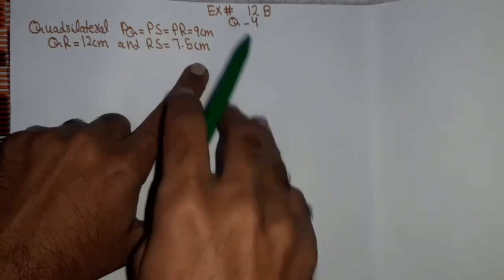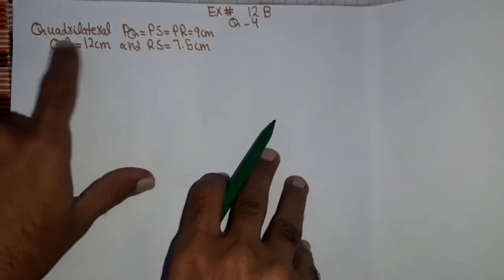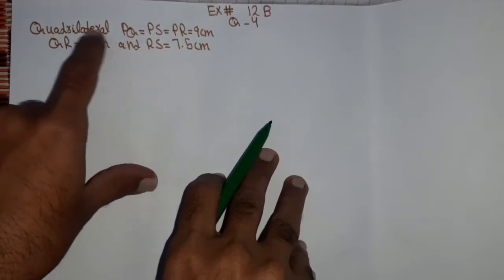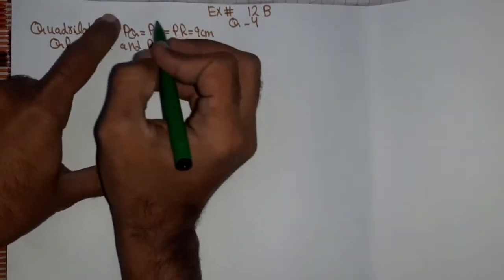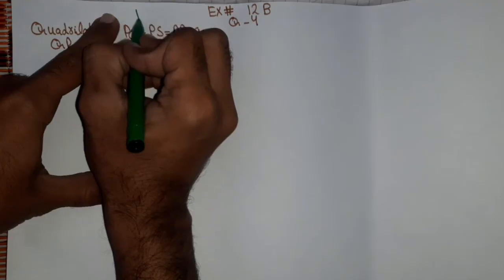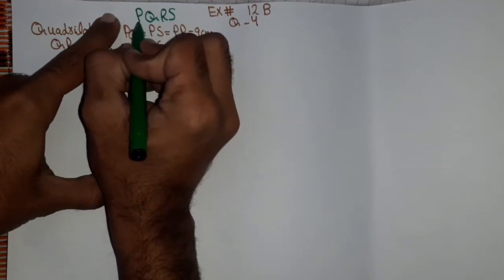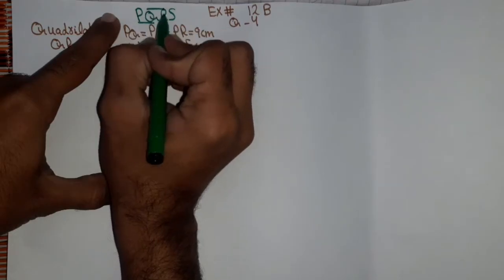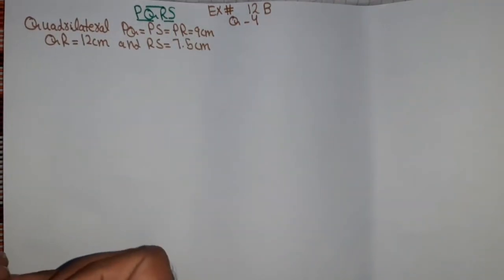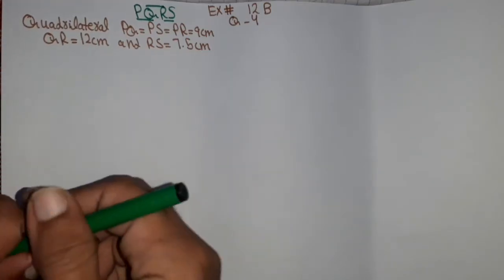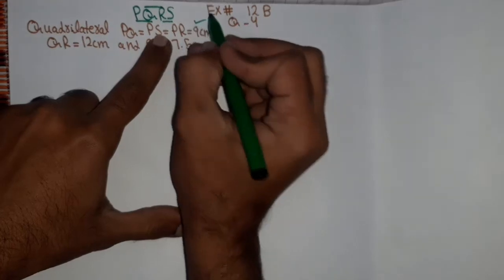In this video we will solve question number 4 of exercise 12b. We have to construct a quadrilateral PQRS. PQ, QR, RS and PS are the sides of the quadrilateral. First of all we will draw diagonal PR, which is given and equal to 9 centimeters.